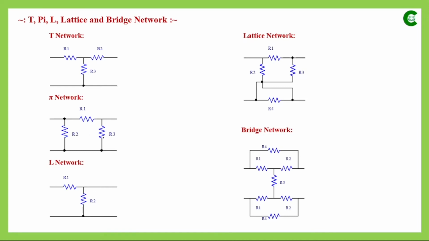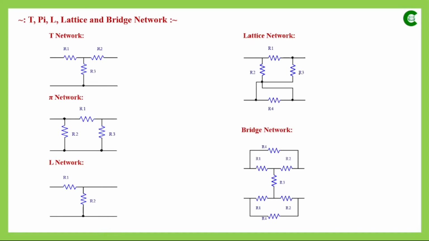If they are having the same value, then it will be a symmetrical pi network. Now here we have two resistors and they are connected in such a way that it looks like the L alphabet, so it is an L network.